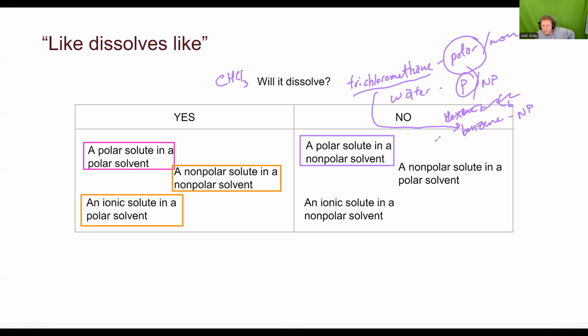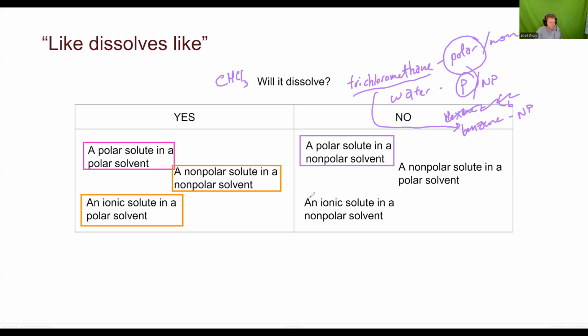No, it won't. You're absolutely right. So basically, polar loves polar. Nonpolar loves nonpolar. Polar does not like nonpolar, so they won't mix. And you could kind of phrase that as like dissolves like. If these two things are the same, they mix well together.